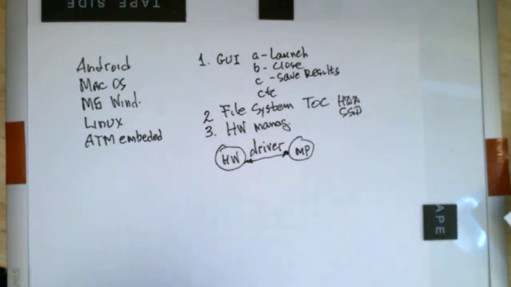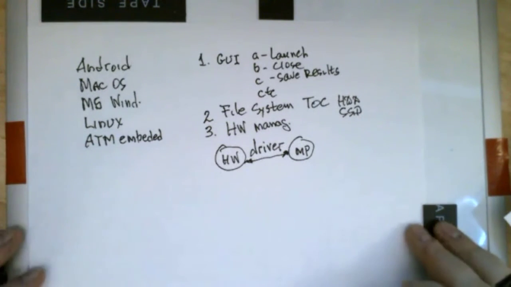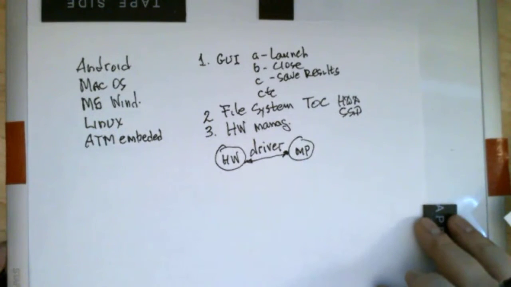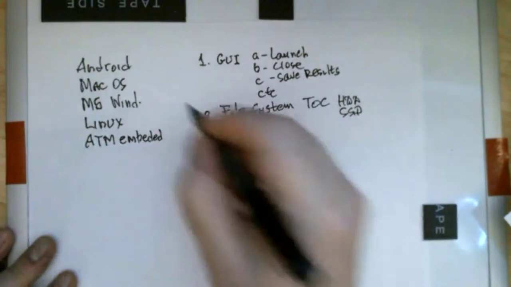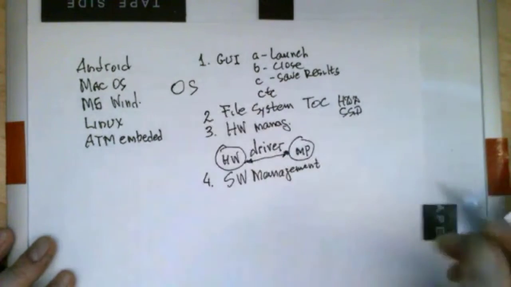For example, the language of a printer. A printer may need to express itself and say, I don't have paper, or I don't have enough toner, or my communication with Wi-Fi is broken, and so on. Number four, software management. All of this is operating system function.